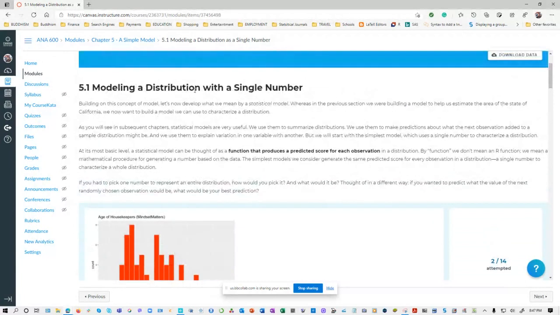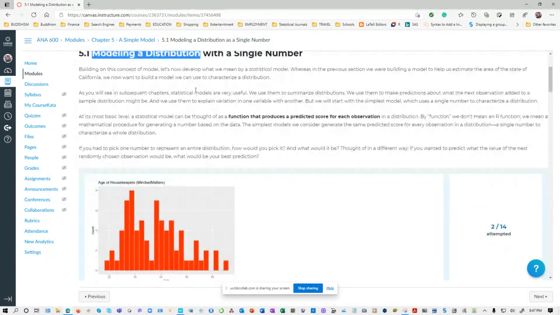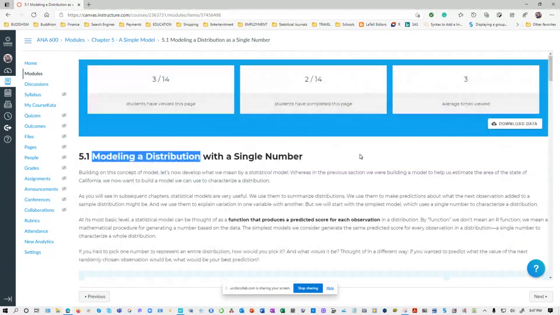Modeling a distribution with a single number. Rather than talking about the whole distribution, remember that a distribution is the variation of the variable. One graphical representation of the distribution is the histogram. How could you show that distribution graphically? That's a histogram. We did that last time, okay?